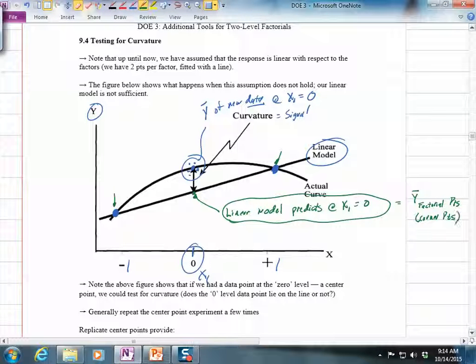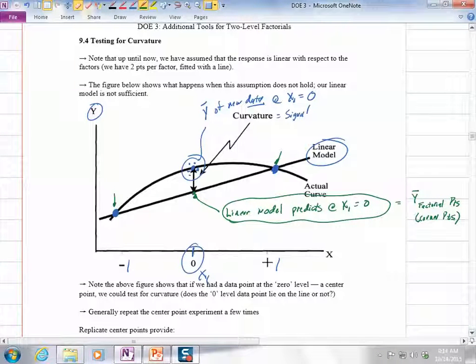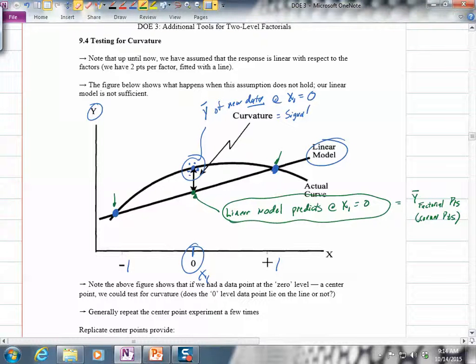So we can see this in one dimension. It works in 2 and 3 and 4 dimensions, that your linear model, to get your linear model prediction at the center, you just average all the corner points together. And it gets you that. Is everyone okay with that?